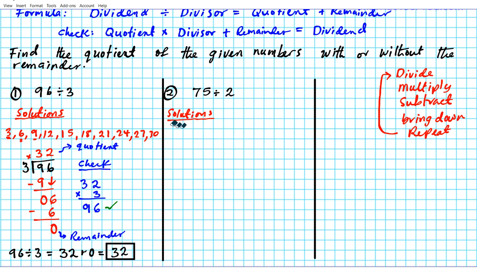All right, so let's write down real quick. 2 times 1 is 2, 2 times 2 is 4, 2 times 3 is 6, 2 times 4 is 8, 2 times 5 is 10, 2 times 6 is 12, 2 times 7 is 14, 2 times 8 is 16, 2 times 9 is 18, 2 times 10 is 20. All right, so there goes our multiples of 2. That's going to help us divide quickly.